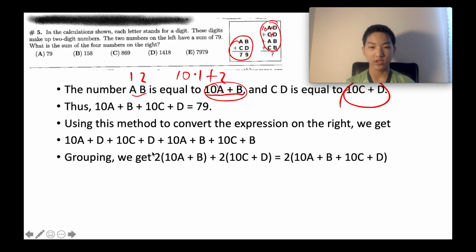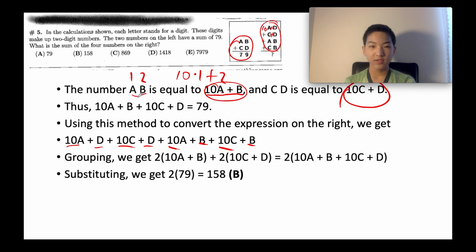Now we can group the expressions together. We see here we have 2 10A's and 2 B's. So 2 times 10A plus B. We also have 2 D's and 2 10C's. We can also group those together to get 2 times 10C plus D. And then we can group all of these together to get 2 times 10A plus B plus 10C plus D. Substituting in this equation here for this one, we get 2 times 79, which is equal to 158, and that is B, our final answer.